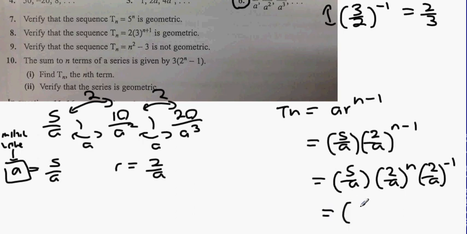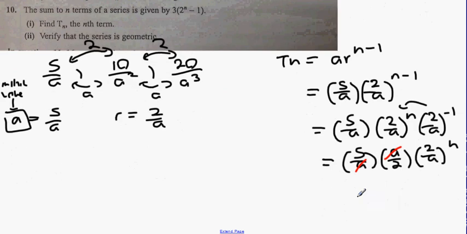So what I'm going to get is 5 over A, and I'm going to move this inside, and I'm going to get A over 2. And I'm going to get 2 over A to the power of n. And now these A's cancel. I can get 5 over 2, times 2 over A to the power of n. Okay, so that's pretty good.